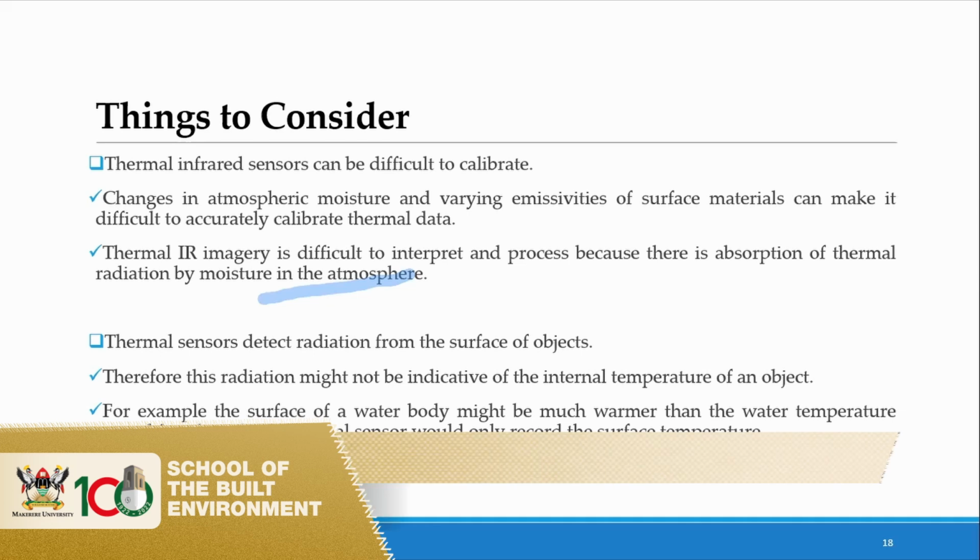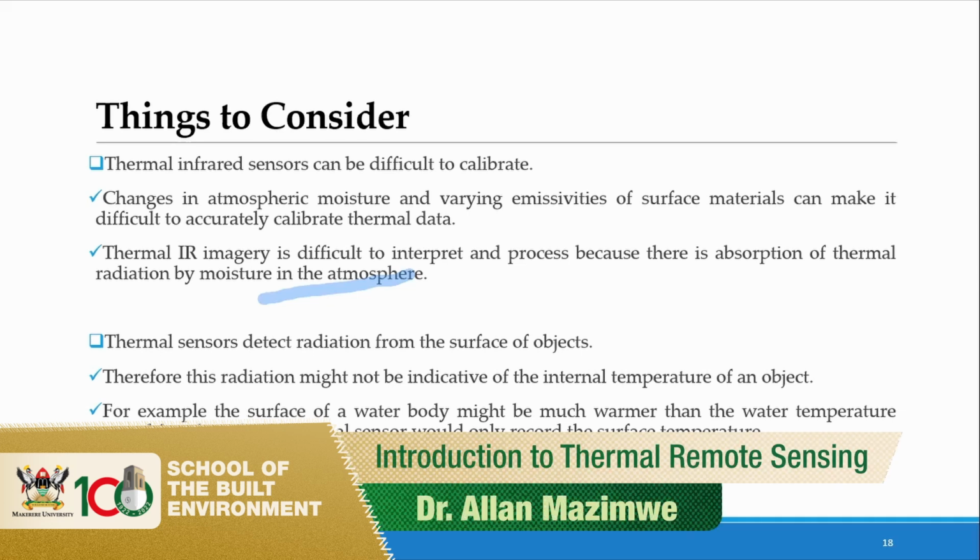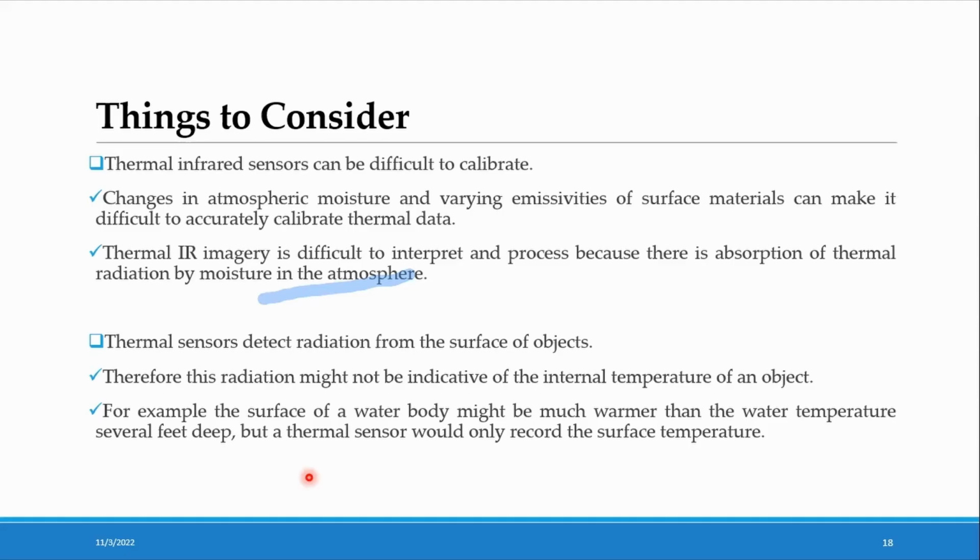So this is also something that you need to consider, that the temperatures that you're getting from the sensor are not actually the true body temperature. They are just up to a certain level, up to a given depth, which is a few centimeters off the surface. And this is what I was saying previously. The kinetic temperature and the radiant temperature are related, but they are not the same, because the kinetic temperature is the true body temperature, whereas the radiant temperature is the surface temperature.